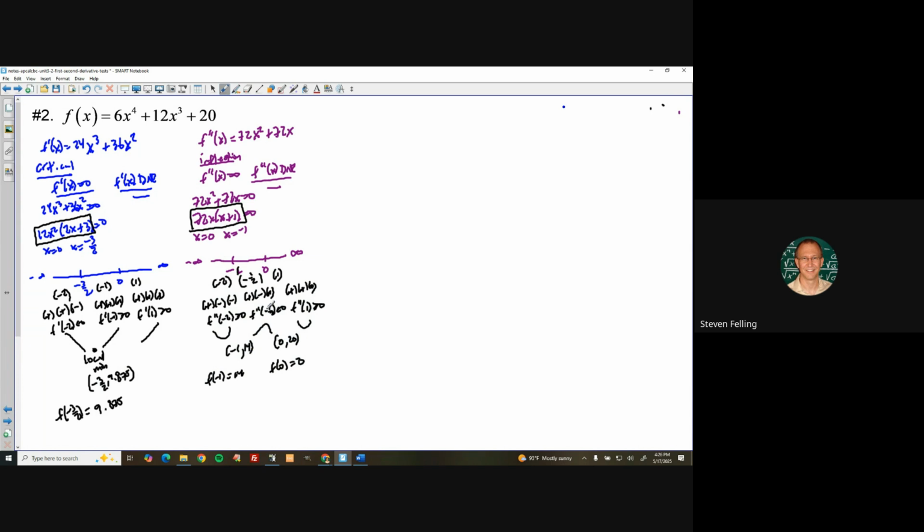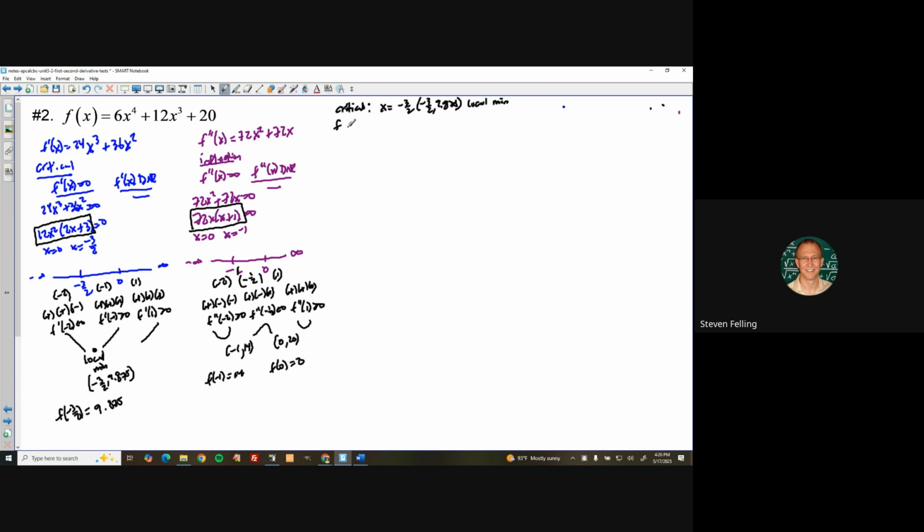Okay. So we could answer a bunch of questions here. We could say, where are the critical points? Critical points are at x equals -3/2, and there's a point there, -3/2, 9.875, and because the first derivative is changing from decreasing to increasing, negative to positive, that point is also a local minimum.